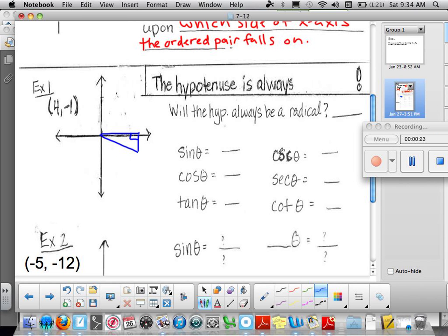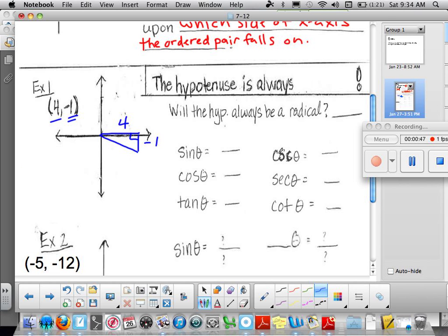Does it have to be drawn perfectly to scale? Absolutely not. But what I'd like you to do is get in the habit of labeling each side of the triangle with the ordered pair numbers that they gave you here. So I'm going to put 4 on the x piece, the horizontal part, and on the vertical piece I'm going to put -1. And at this point, if we're going to write all 6 trig ratios, we're just going to go ahead and do the Pythagorean theorem using those 2 numbers.